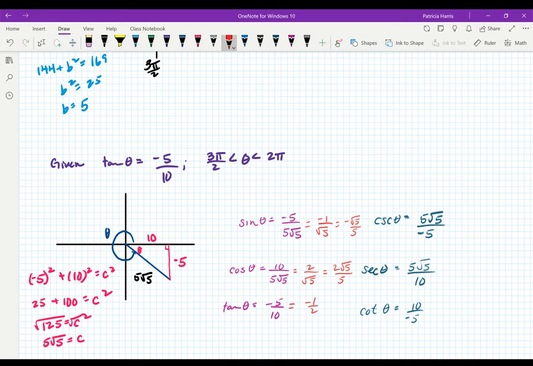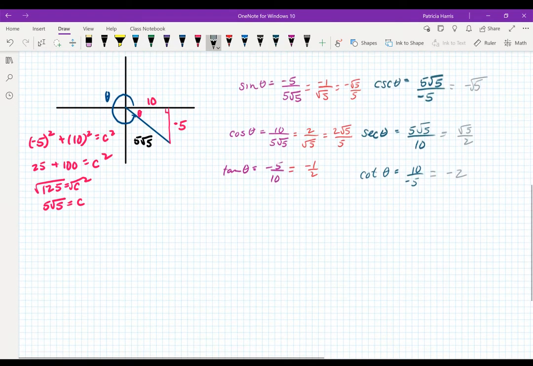Now these guys, since I flipped everything over first, are actually easier to simplify because I don't have to rationalize. So the 5's cancel. I have negative radical 5. Then negative radical 5 over 2. And then -2. Okay, and that's how I would do it. But there's another way.